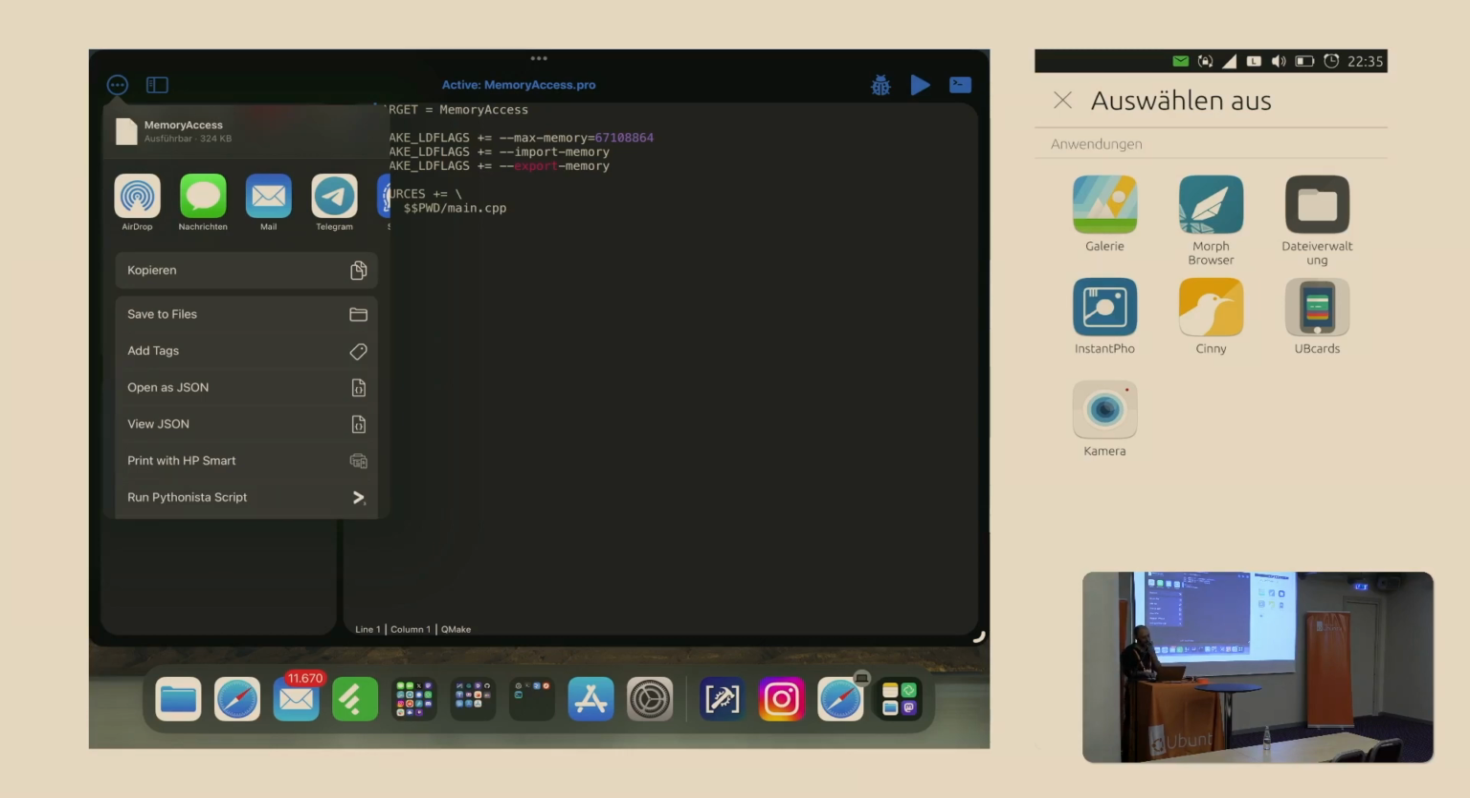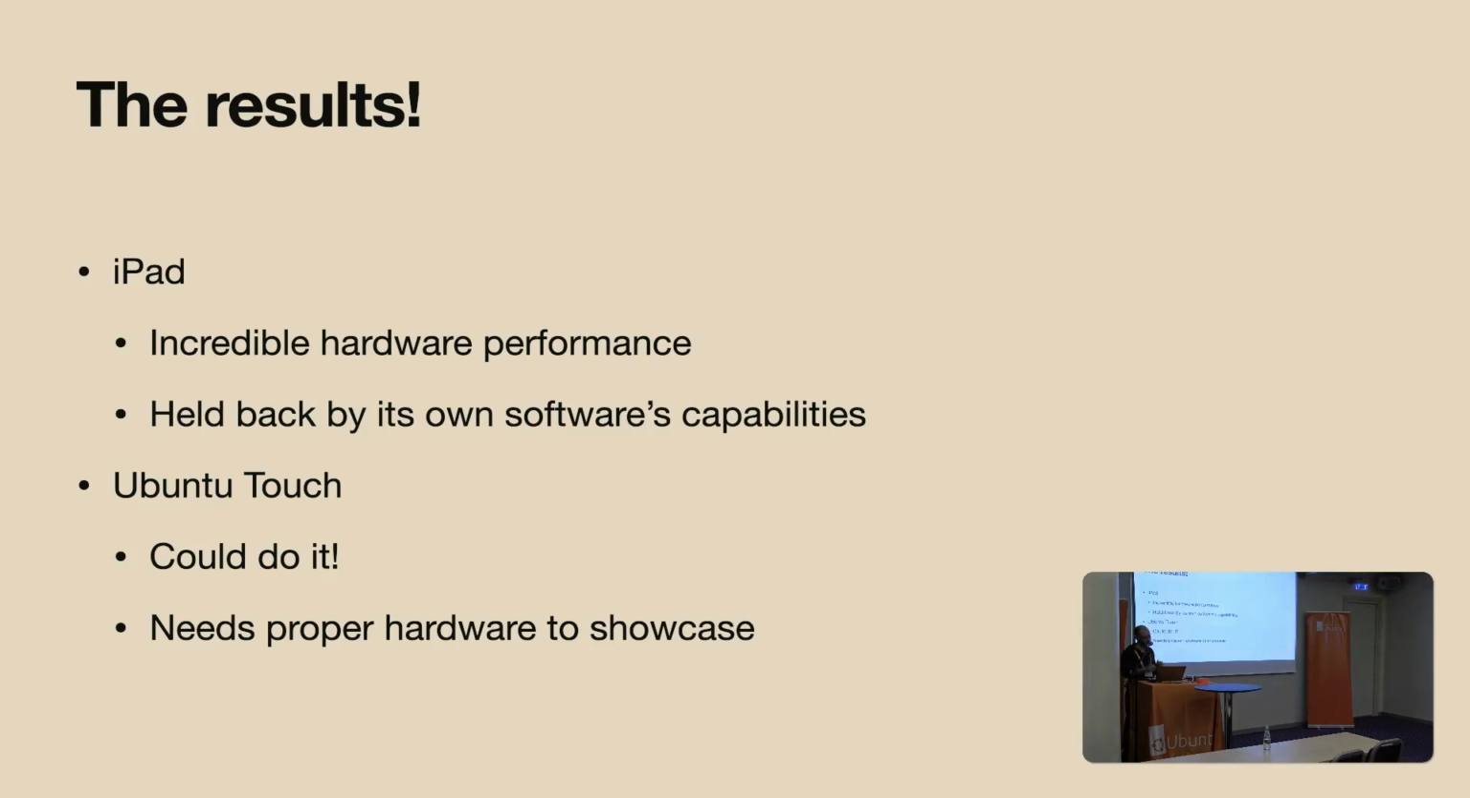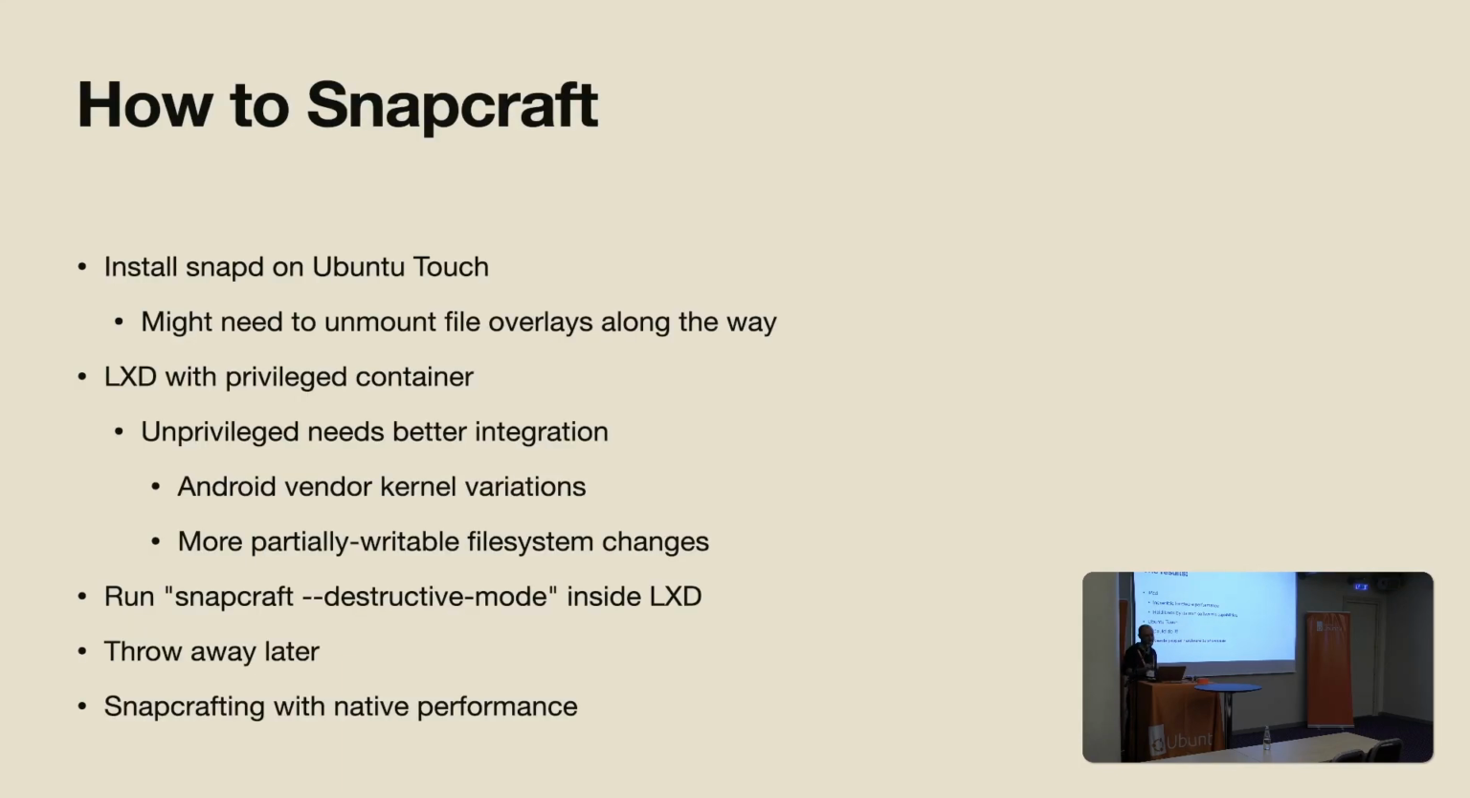So, quick result for now. iPad: incredible hardware performance, held back by its own software capabilities. Ubuntu Touch, on the other hand, because it's a little bit of an unfair game, if you want to say so, but if there were virtualization techniques, then it would look different. Ubuntu Touch could do it, can do it, but it needs the proper hardware to showcase that. And with that out of the way, I think we're half an hour into the talk. Now we get to how to Snapcraft.